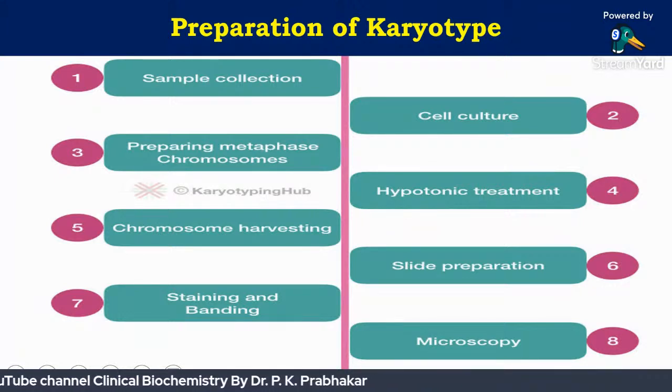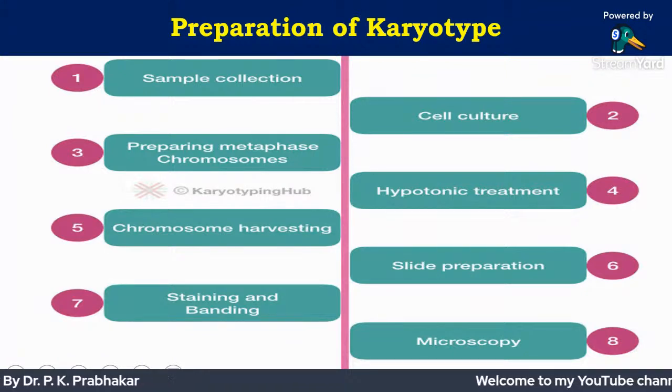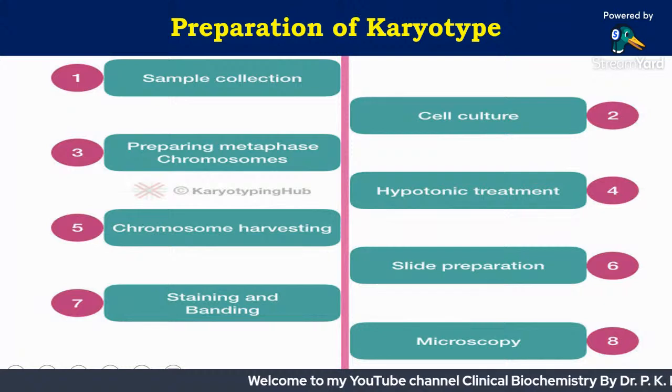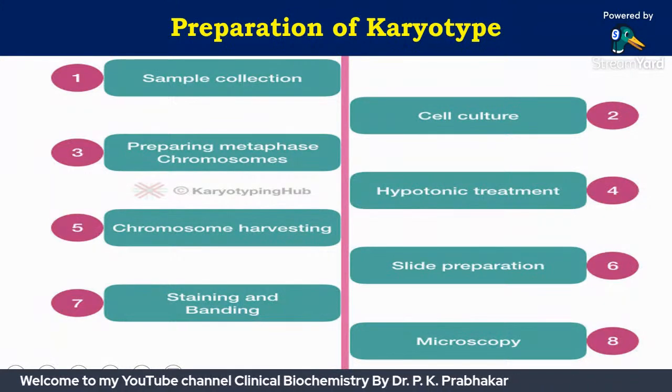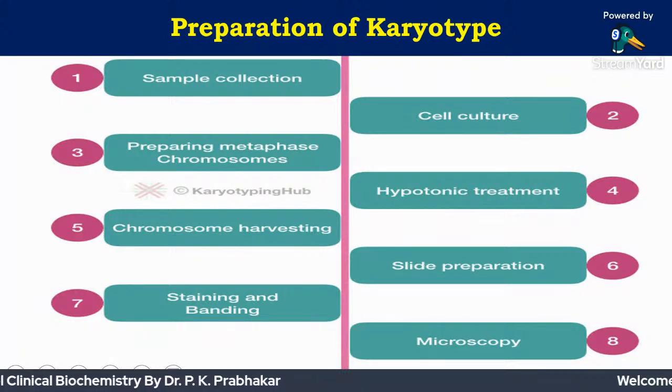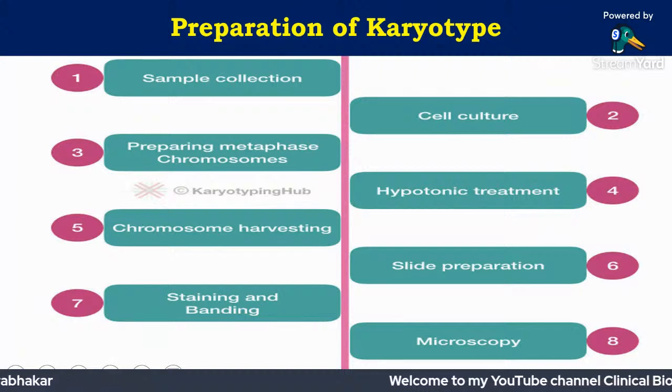Then cell culture, that is the second step. Normally it is a mammalian cell culture. The sample is cultured using culture media. Different types of culture media can be used. Most commonly we use RPMI 1640 cell culture media. Cell culture contains a number of things. It also contains colchicine and a number of other components: antibiotics, stains. These are the different things we require.